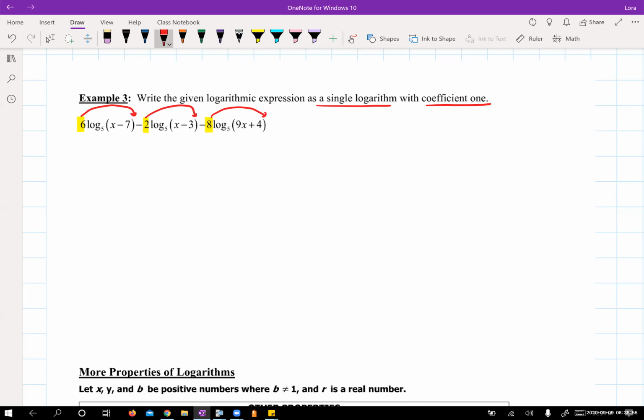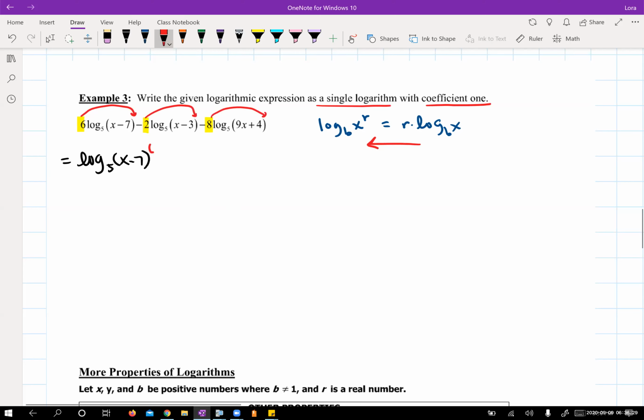If you were wondering what that was, remember that was the property where log base b of x to the r is the same thing as r times log base b of x, except this time we are moving backwards. Well, it's backwards in the sense of how it was originally posed to you. So I'll take time to rewrite each of these log expressions so that now the argument has an exponent.